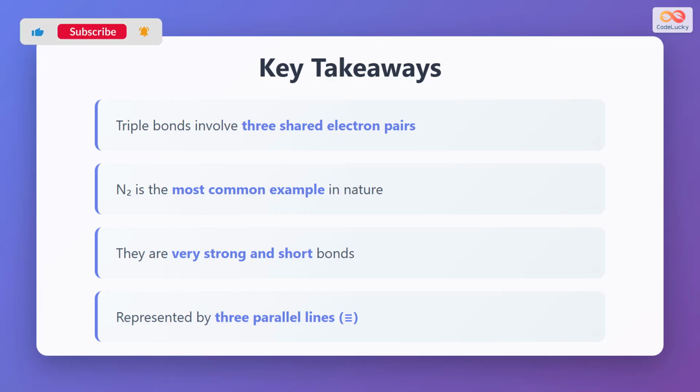Let's review the essential concepts about triple bonds. First, triple bonds involve 3 shared electron pairs, meaning 6 electrons total are shared between 2 atoms. Second, nitrogen gas, or N2, is the most common and important example of a triple bond in nature. Third, triple bonds are very strong and create the shortest distances between bonded atoms. Finally, we represent triple bonds using 3 parallel lines, shown as a triple bond symbol between the atomic symbols. Understanding triple bonds helps us comprehend molecular stability, reactivity, and the behavior of many important chemical compounds.